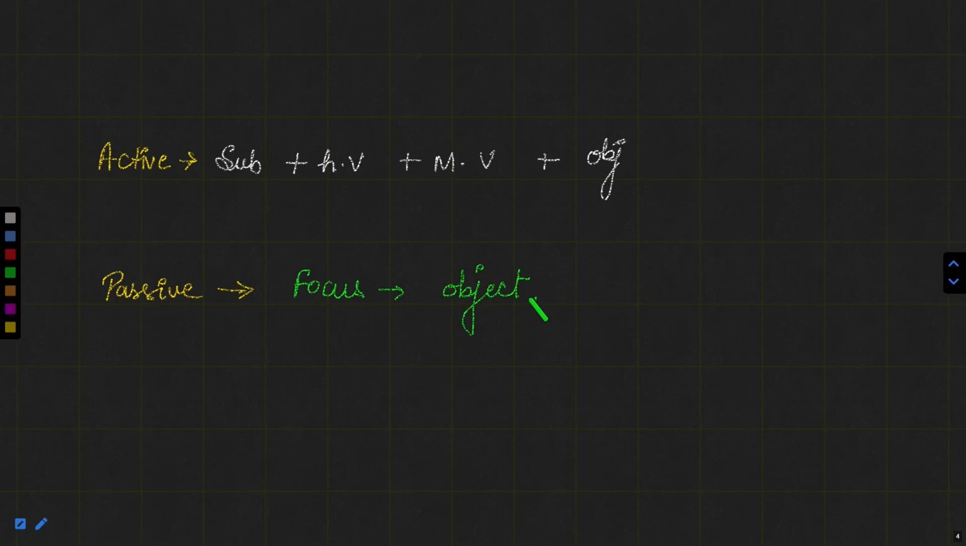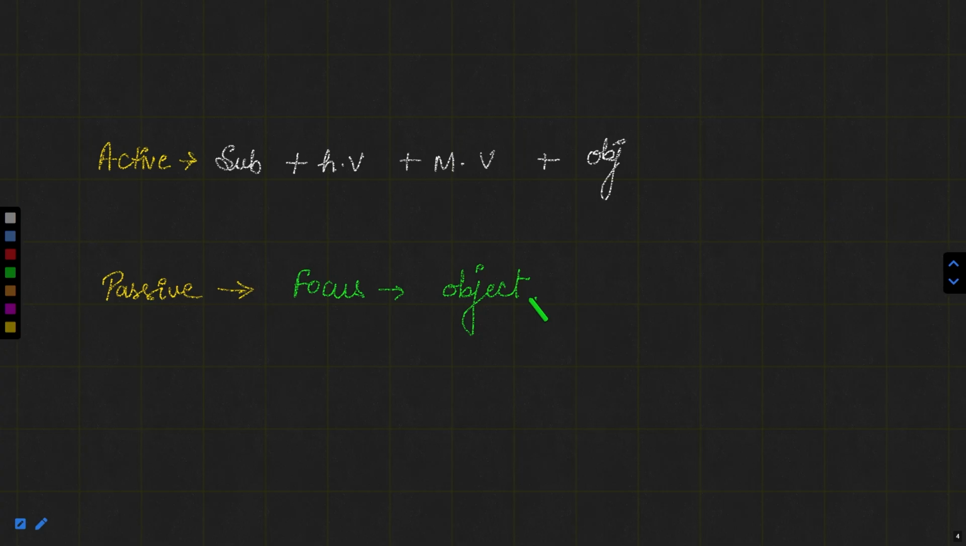For example, if there is a building, and I say that this building was built in 1993, now who built it, I don't know. I just only know that this building was built in 1993. Here I just know one thing, that the building was built, and that it was built in 1993. So this building is the object of the sentence.